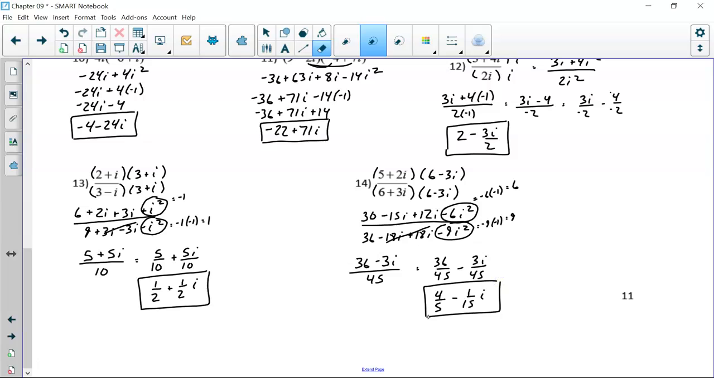We're going to talk about writing polynomials with these given roots or zeros in the next section.